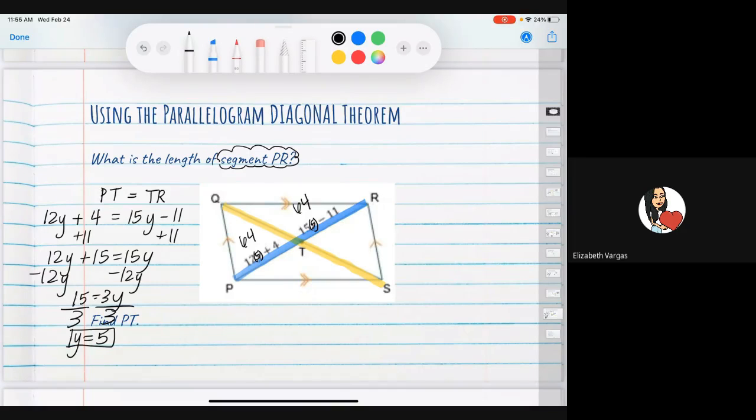So PR is equal to PT plus TR, which is 64 plus 64, which gives me 128. Okay. Does anyone have any questions on how I found PT or TR, or how I found the entire length of PR? Any questions? Or why I got y equals 5?